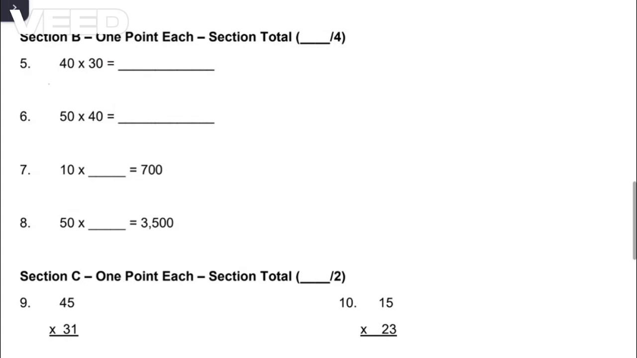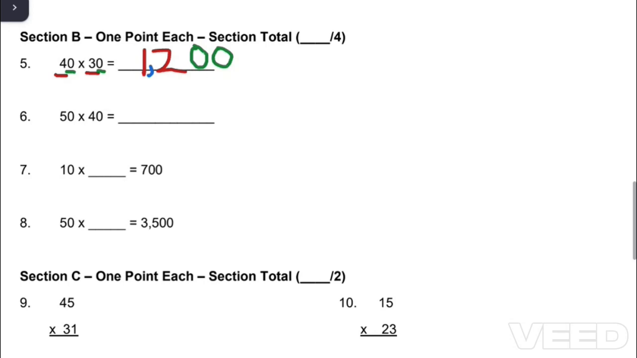40 times 30. We know that 4 times 3 is 12. And the only difference from this problem and the problems we worked on the previous page is that there's a 0 here and a 0 here. Both of the two numbers have zeros. And we combine those zeros and add them to the end of our number like so. So the answer is 1,200. My comma heroes, don't worry, I have the comma there.